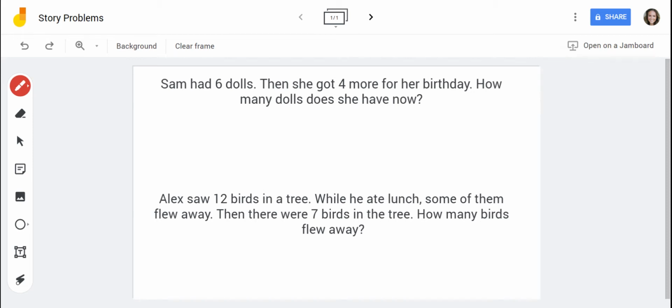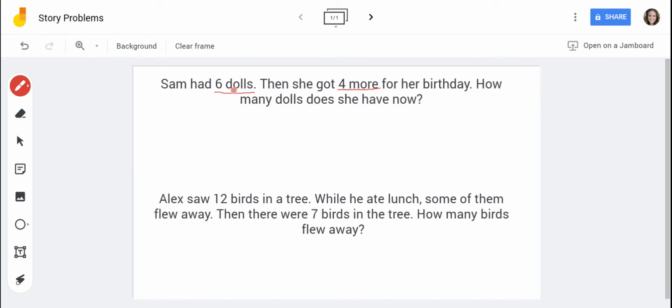So remember, when we solve story problems, we want to first think about what we know so then we can use that information to figure out what we don't know. So here is what we know. We know that Sam had 6 dolls. That's how many she started with. Then she got 4 more for her birthday.